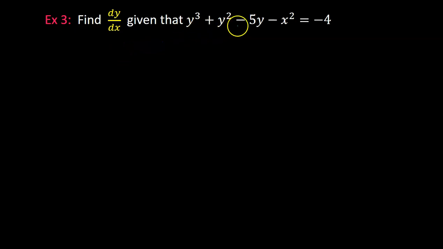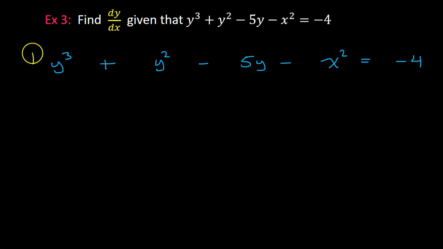Step 1 is to take the derivative of both sides with respect to x. I'm going to spread these terms out a little bit to have room for my ddx's. So I'm going to have y to the third power, and then plus y squared minus 5y, let's see, minus x squared is equal to negative 4. So here come my ddx's. I'm just going to put a ddx in front of everything.